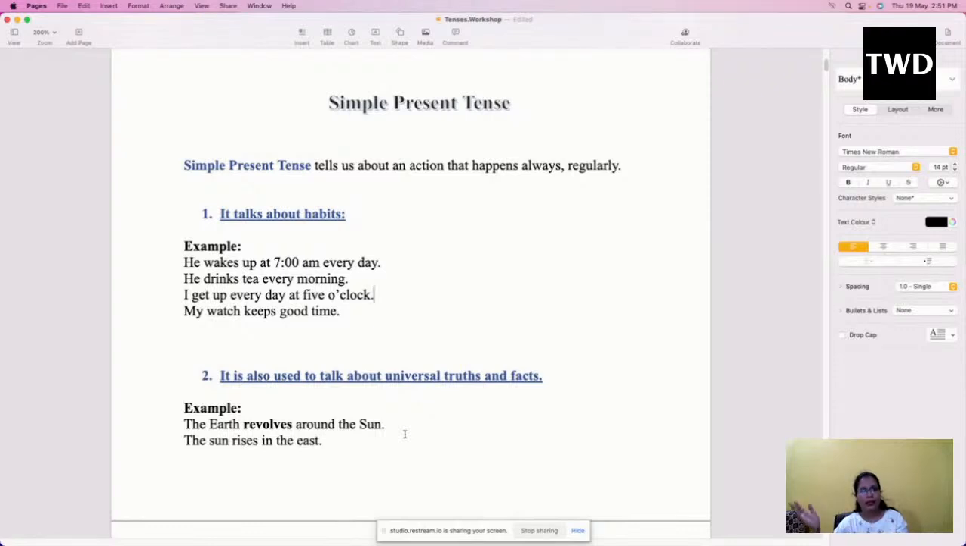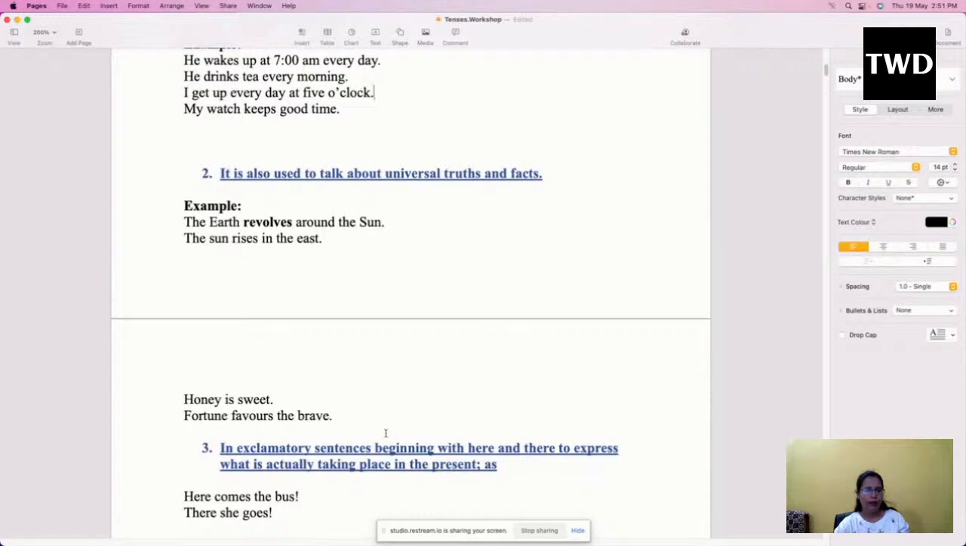The sun rises in the east. The sun is always going to rise from the east. It is never going to rise from the west. Yes. Apart from this, we also have honey is sweet, fortune favors the brave. So all these are universal truths, and that's why all universal truth kind of sentences will come under simple present tense. It means you have to use simple present tense while framing sentences like this.